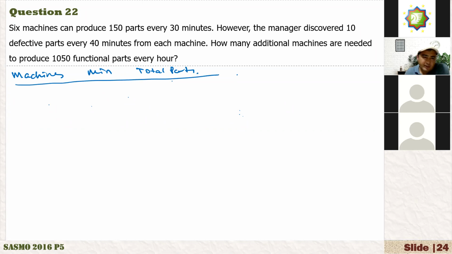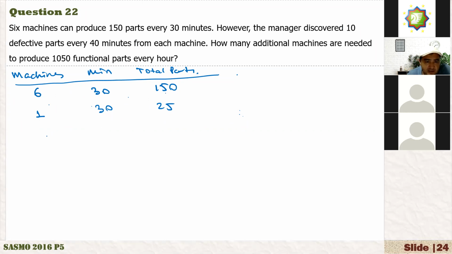Okay. Now from here, we know that it's given that 6 machines in 30 minutes can produce 150 parts, right? And how about if we have only one machine in 30 minutes, how many can it produce? Because only one machine works, I should divide this by 6, right? So one machine can produce 25 parts in 30 minutes, right?